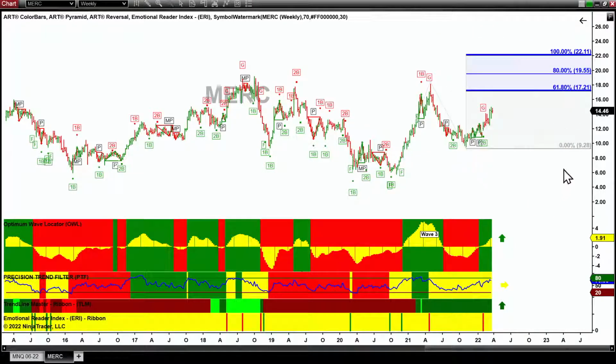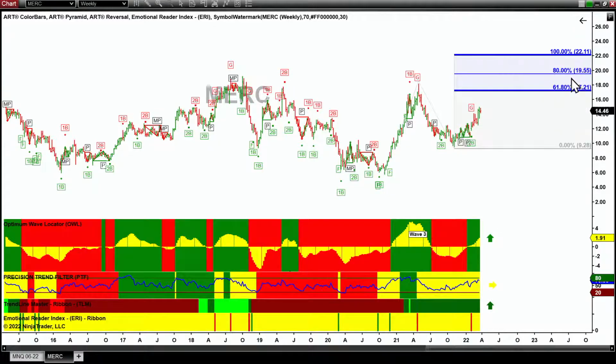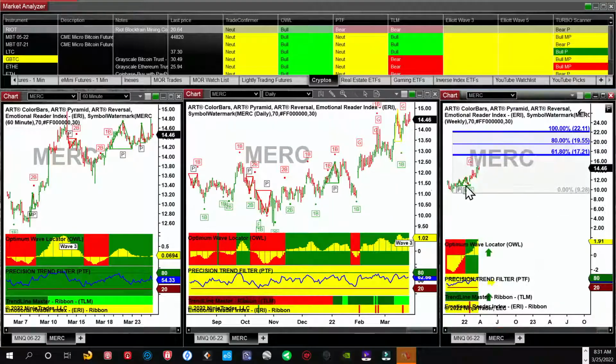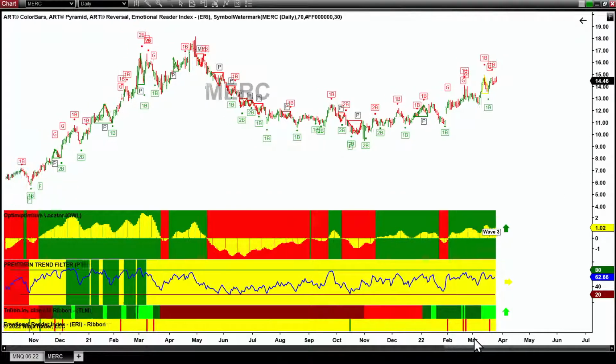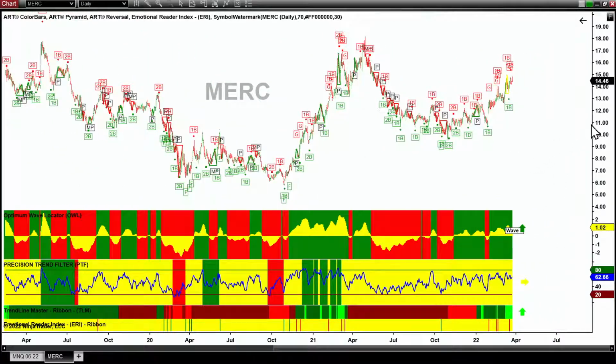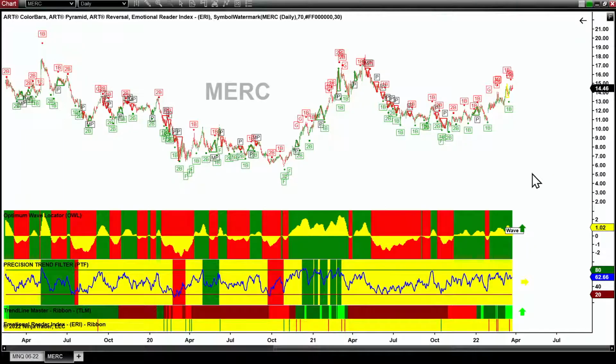A possible high is 17.21 to 22. The problem is you have to put your stop here at the bottom of this pyramid, so that's 11.27, and your risk to reward is not there. Let's take a look at the daily chart and see if that helps us any. That shows a more robust rebound here, but again, your targets are going to be the same.